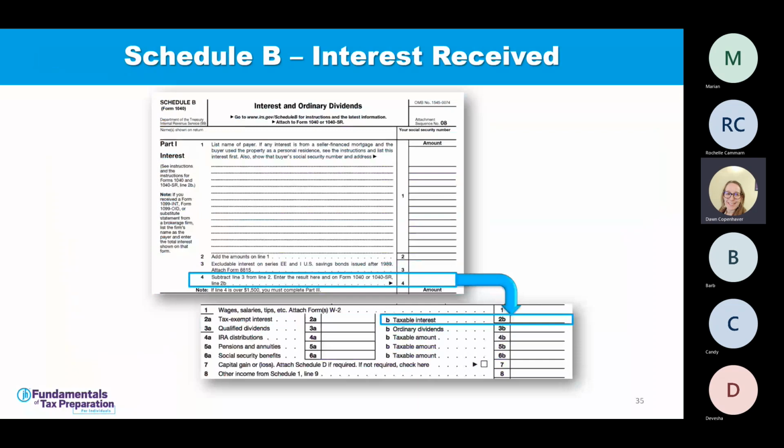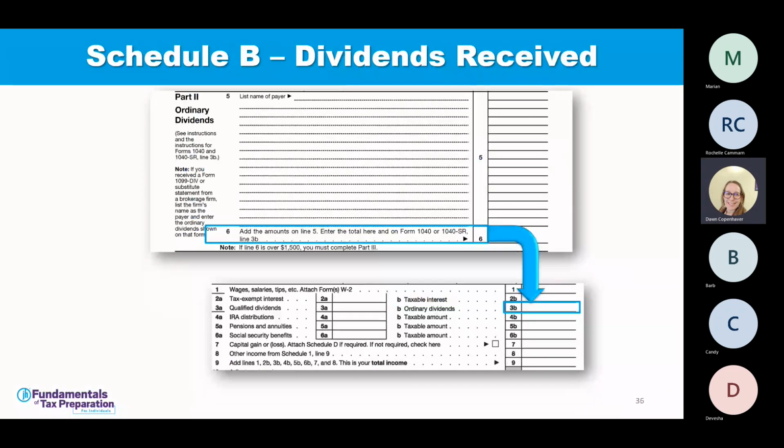Again, our tax software will produce these forms if necessary. This is what the Schedule B looks like. It has two parts. Part one is for reporting interest income, and that carries on to line 2B of the 1040, page 1. And part two of the Schedule B is for reporting ordinary dividends, and that carries on to line 3B of the 1040.